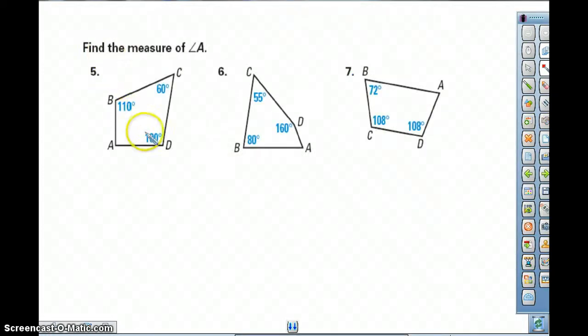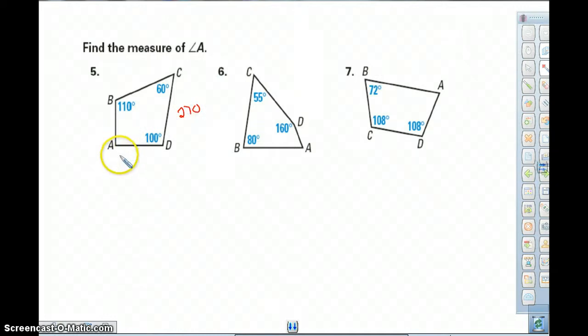Okay, same thing goes here. We add them up and subtract it from 360, so we add these. We've got 210 plus 60 is 270. Subtract that from 360, and we have A as a 90-degree angle.